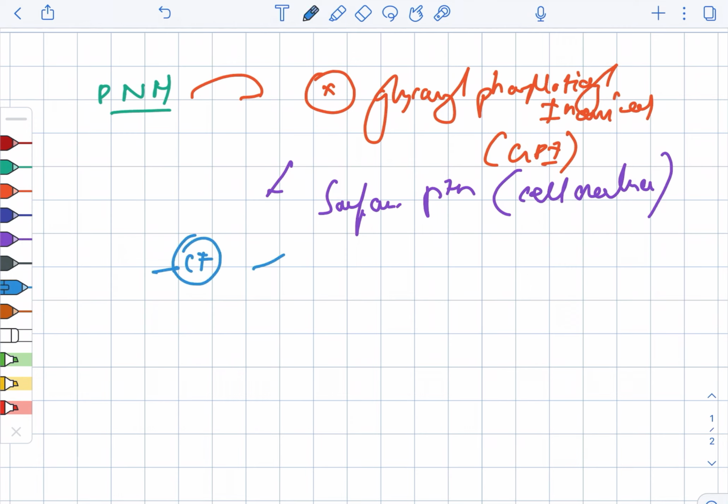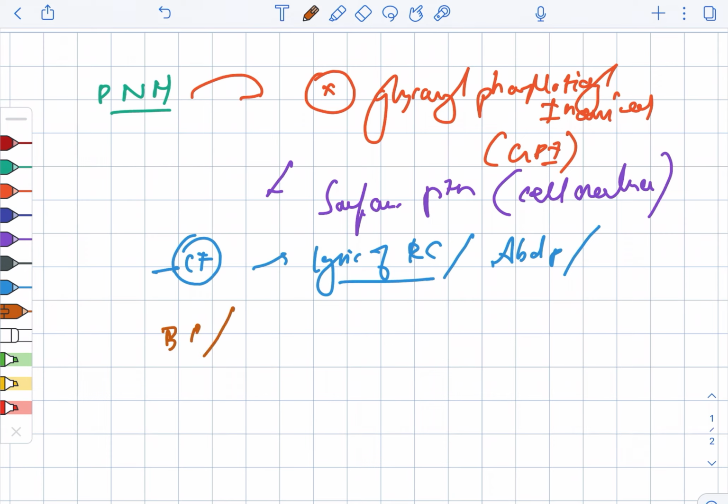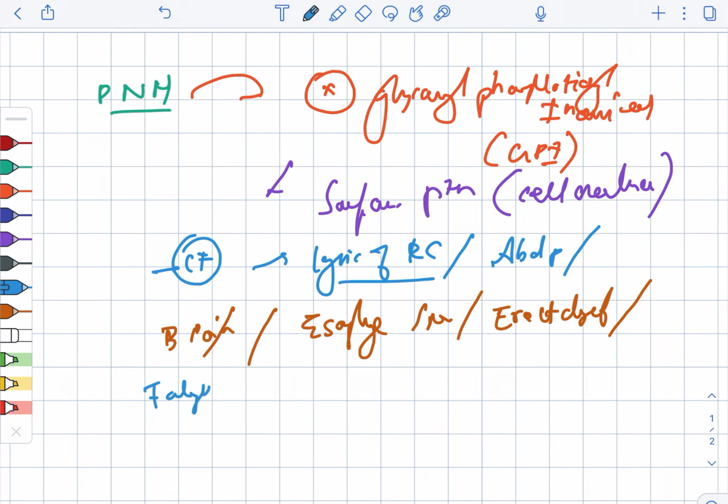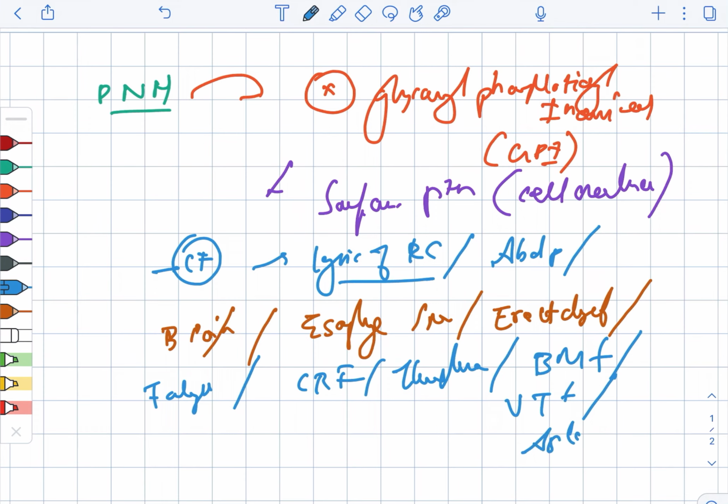The clinical features involve lysis of the red cells. There is also abdominal pain, there can be back pain as well, and esophageal spasm can be seen. There is also erectile dysfunction and fatigue. There can be chronic renal failure, thrombophilia, as well as bone marrow failure. There can be venous thrombosis, as well as aplastic anemia.